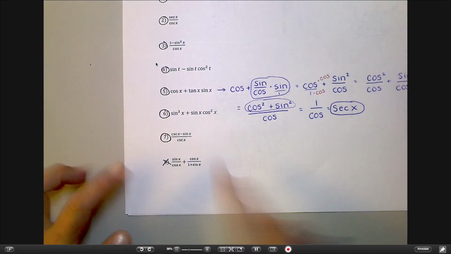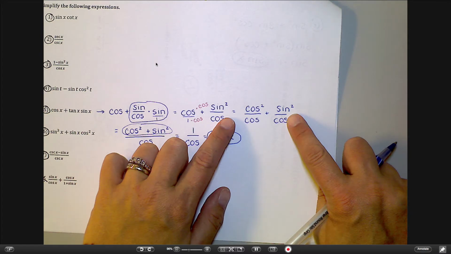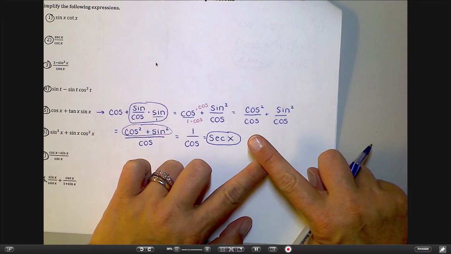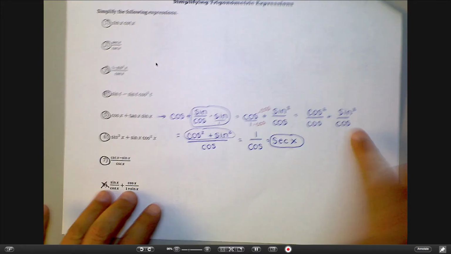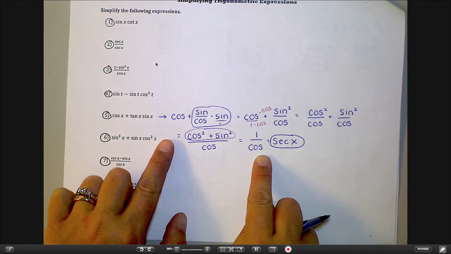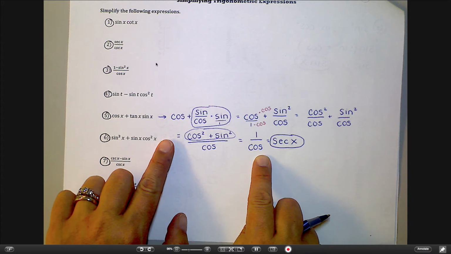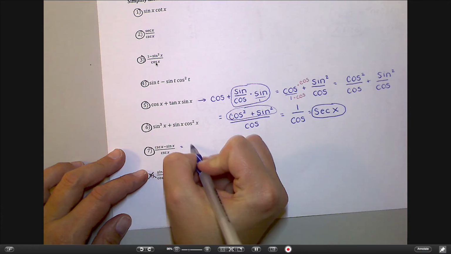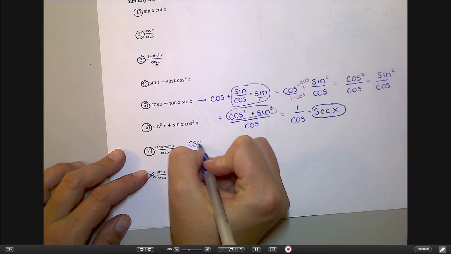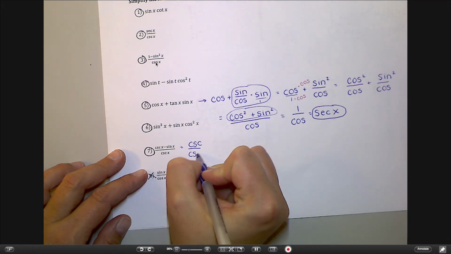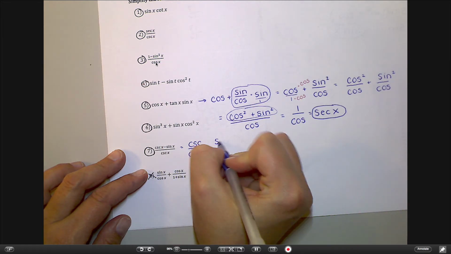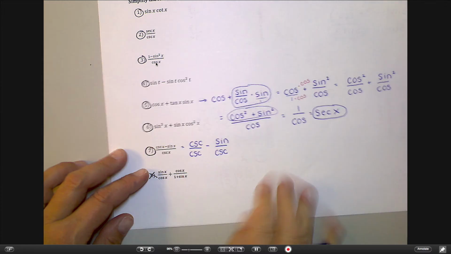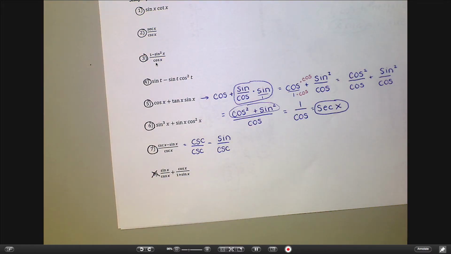You know how back here we were able to take 2 fractions with common denominators and put them together? I'm going to do the opposite. I'm going to take something like this and split it into 2 different fractions. So I'm going to make this cosecant over cosecant minus sine over cosecant. Okay, taking that addition apart.